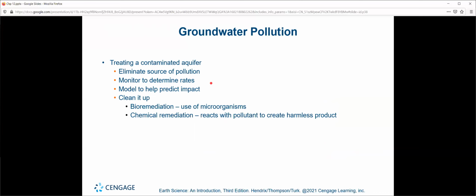Is this something that is naturally going to fix itself in a short amount of time? Is this something where I need to get involved? If you do need to get involved, you can look at bioremediation, using microorganisms that will eat the pollution, or perhaps chemical remediation. Do I have to put something in the water to neutralize said contaminant? Bio and chemical remediation are both very expensive.